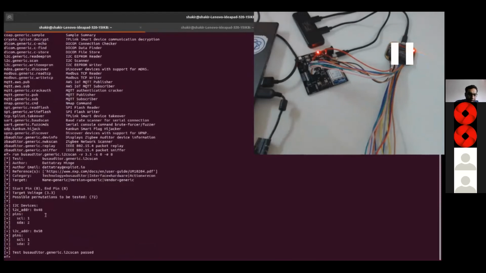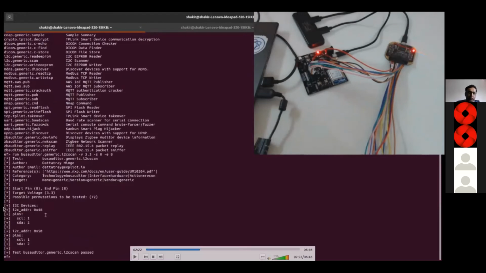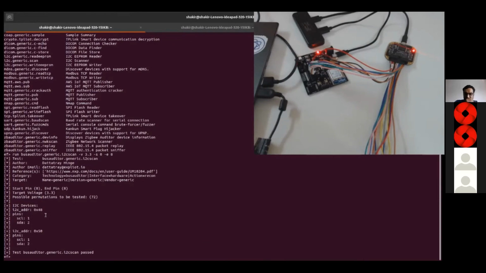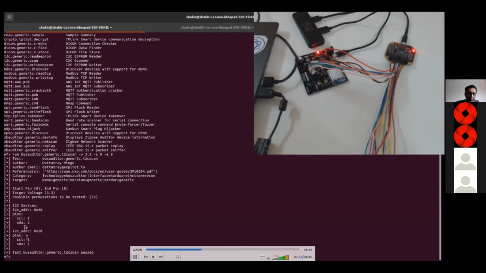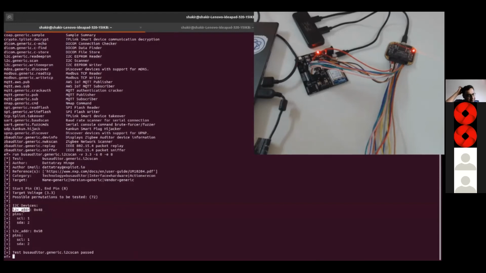Now, if you look over here, he has found two I2C based devices. Out of which, let's say, choose this 0x480. This is the slave address for that particular device. And you can see the SCL and SDA numbers: pin number 1 for SDA, and pin number 2 is SCL.